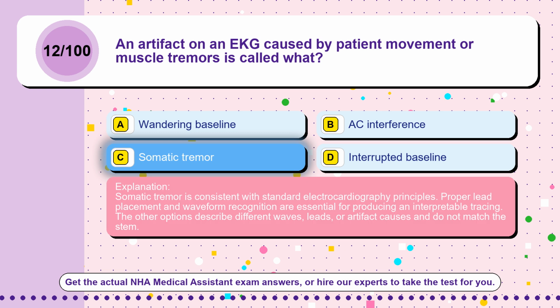Somatic tremor is consistent with standard electrocardiography principles. Proper lead placement and waveform recognition are essential for producing an interpretable tracing. The other options describe different waves, leads, or artifact causes and do not match the stem.